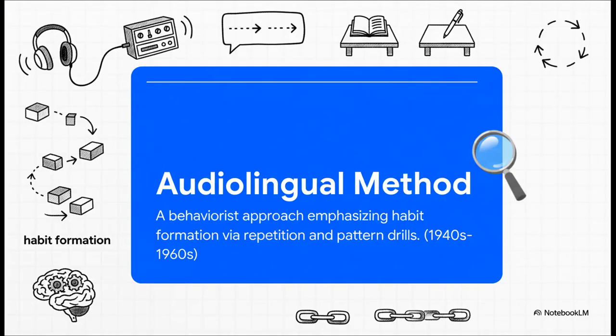Okay, it's 1955. You've got these big headphones on in the language lab. Your teacher's voice crackles through. "Repeat. The book is on the table." You repeat it back. "Repeat. The pen is on the table." You repeat it again. This was the audiolingual method. The core belief was that language is just a set of habits, and the best way to build those habits is through endless repetition and drills.